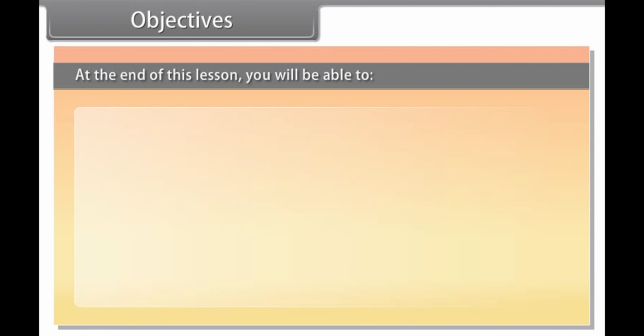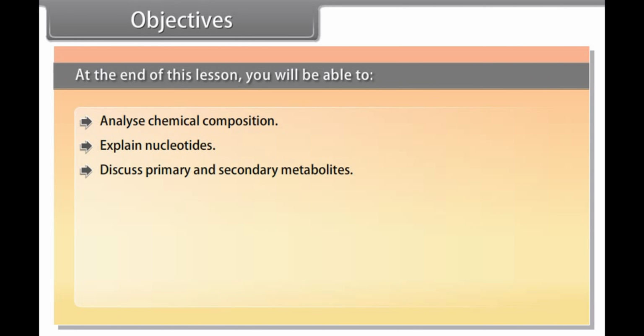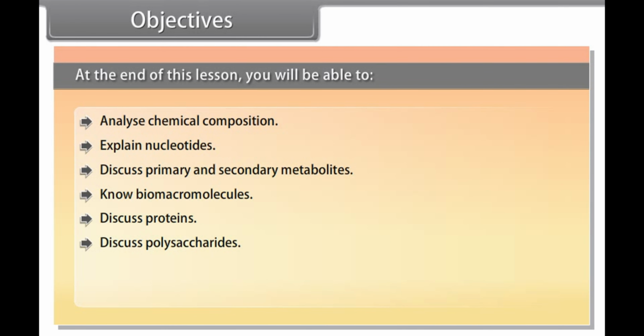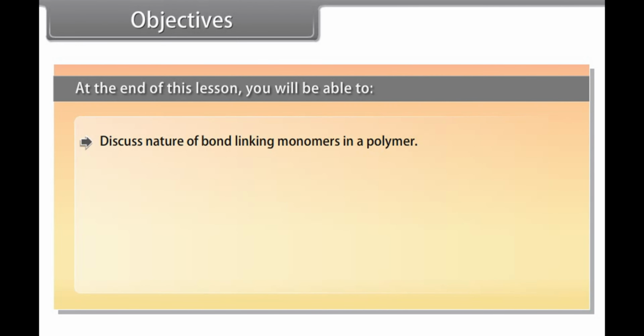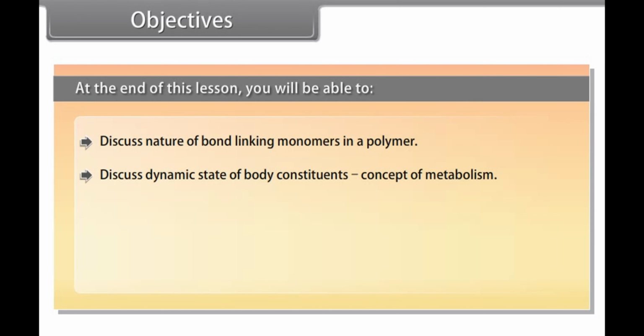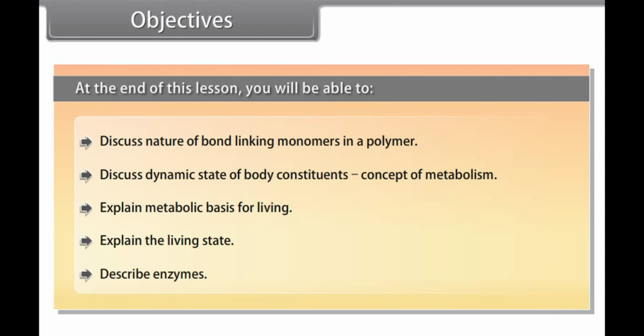Objectives. At the end of this lesson, you will be able to analyze chemical composition, explain nucleotides, discuss primary and secondary metabolites, know biomacromolecules, discuss proteins, discuss polysaccharides, discuss nucleic acids, describe structure of proteins, discuss nature of bond-linking monomers in a polymer, discuss dynamic state of body constituent, concept of metabolism, explain metabolic basis for living, explain the living state, describe enzymes.